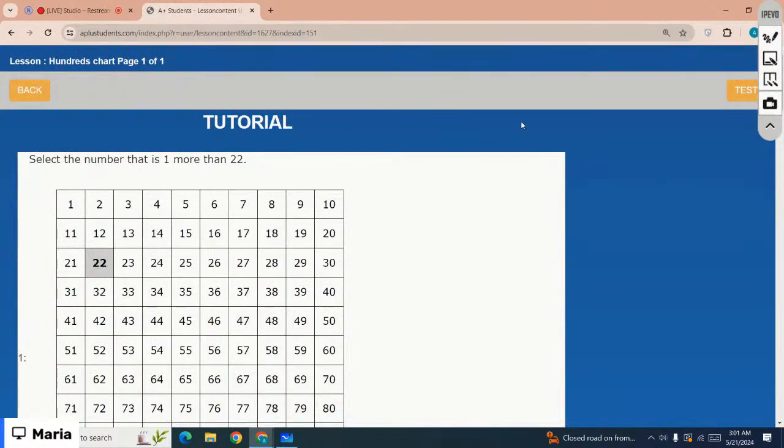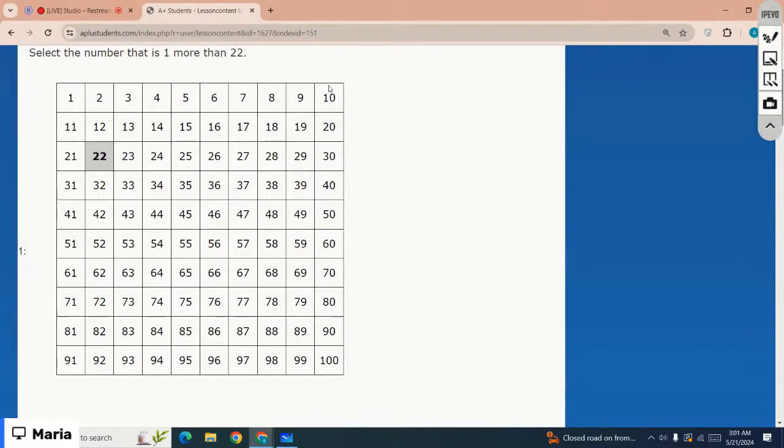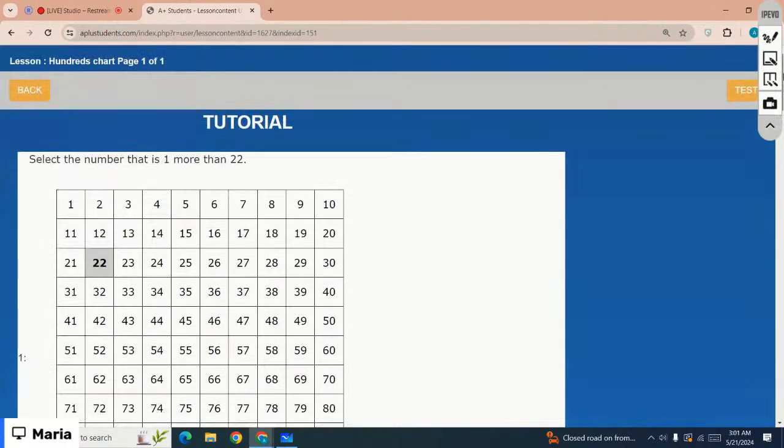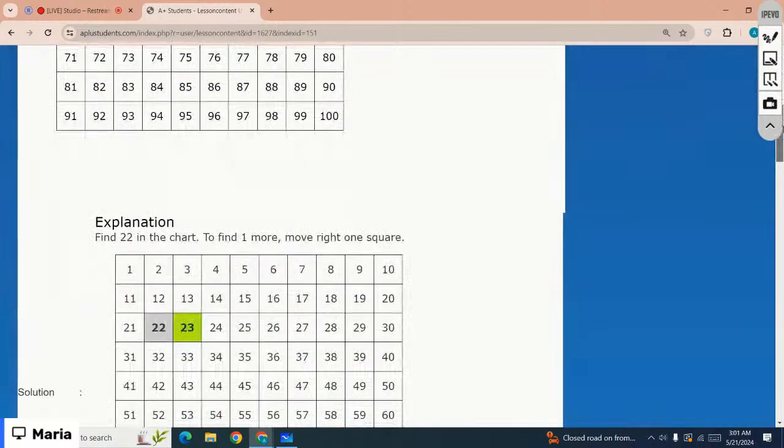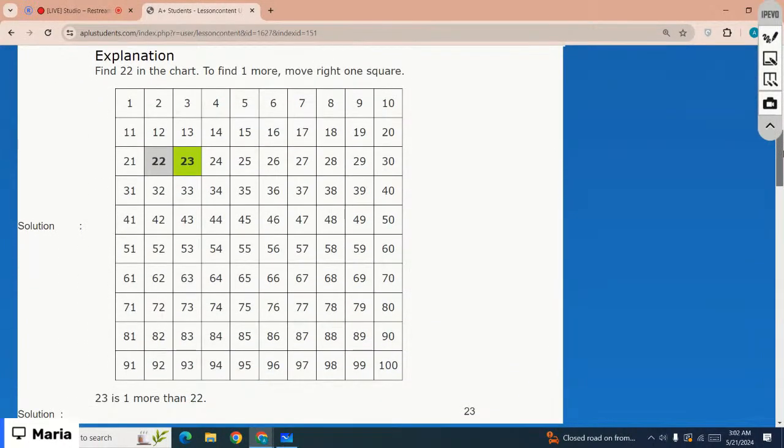Select the number that is 1 more than 22. So here you are given the hundreds chart. You have to understand the chart. First, you need to find 22. So here is 22. One more means you need to move right one square. When you move right one square, there you have 23. So one more than 22 is 23. The correct option is 23.